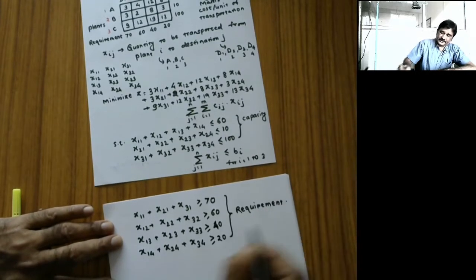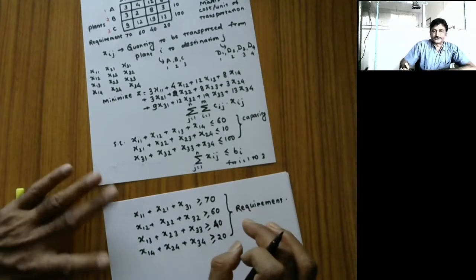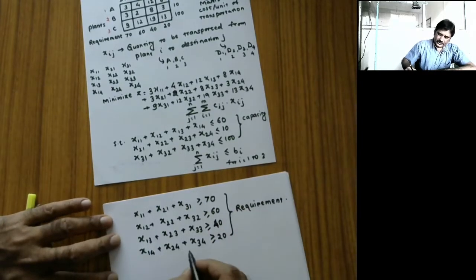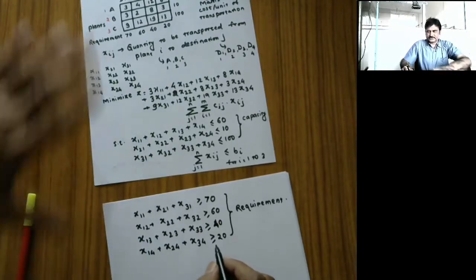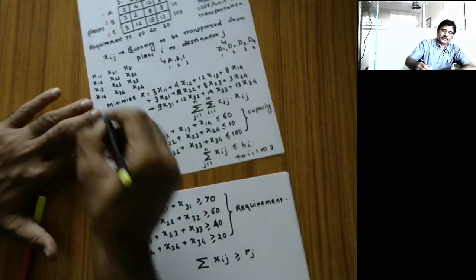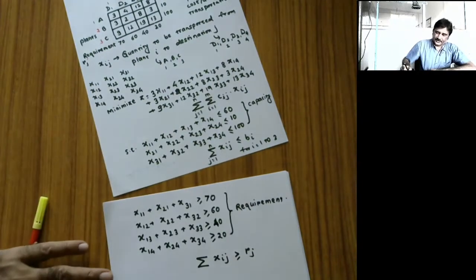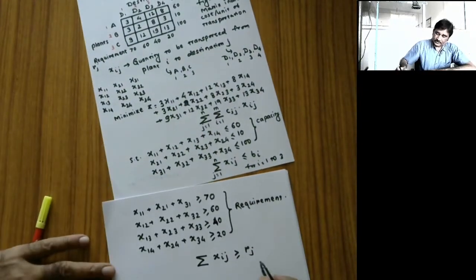All these are requirement constraints. Now, if I want to write the general form of these four equations, which is applicable anywhere in this kind of situation, I can write summation of xij greater than or equal to rj, where rj stands for requirement. Now, j I'll keep on setting from 1 to n.